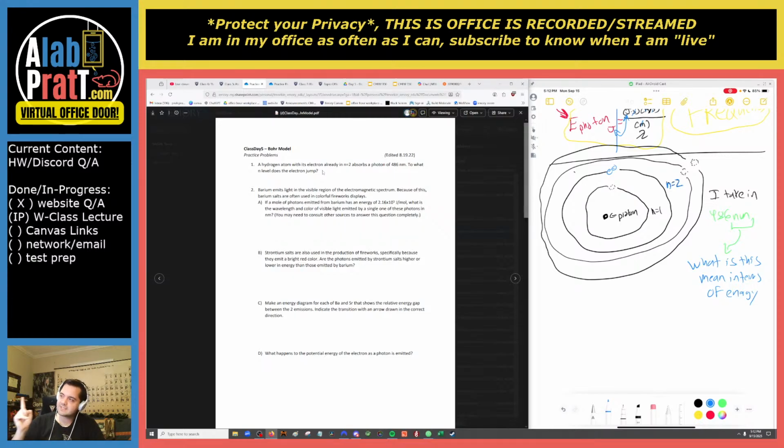We just kind of spent some time saying that thanks to Planck's constant and the speed of light, I can relate this to energy, but I want to make sure we know what I mean by saying that I'm absorbing or I'm taking in 486 nanometers. We want to conceptually understand what this means, visualize it, and then see if we can solve it.